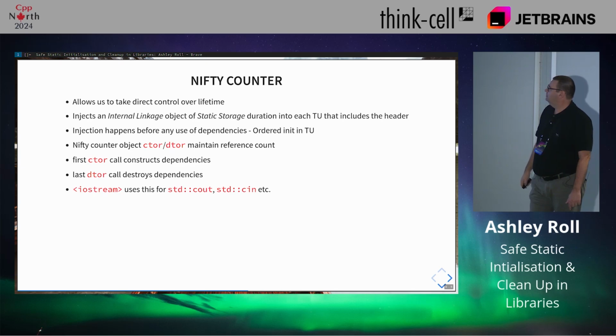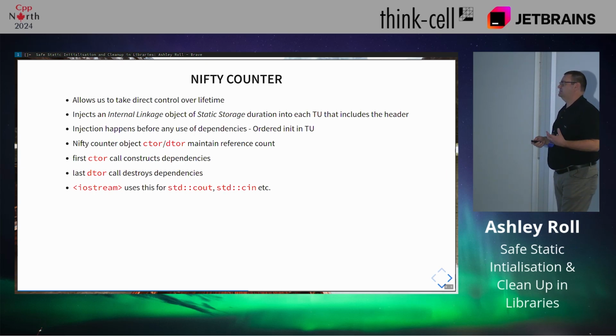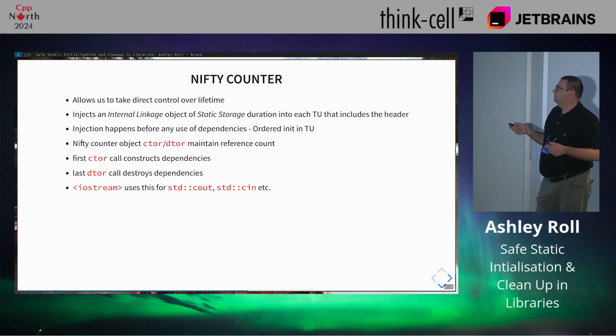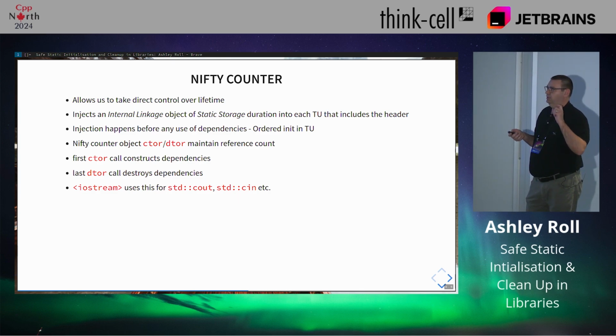Okay. Nifty counter. So this allows us to control when we actually run the initialization code. And it's done by injecting an object with internal linkage into every translation unit that uses this object. And we use that injected object's constructor and destructor to manage the lifetime of whatever it is we're managing. So again, an example of this in common use is IOStream. This is how your cin and cout get initialized before your program runs.